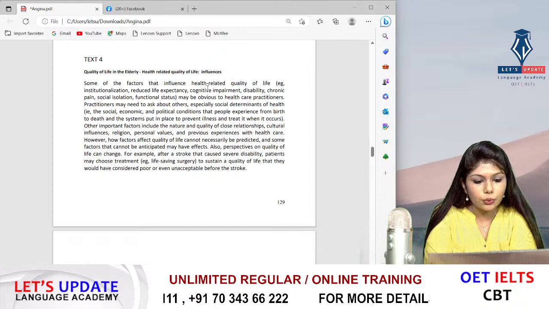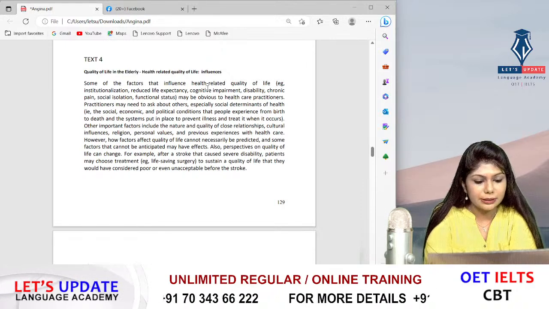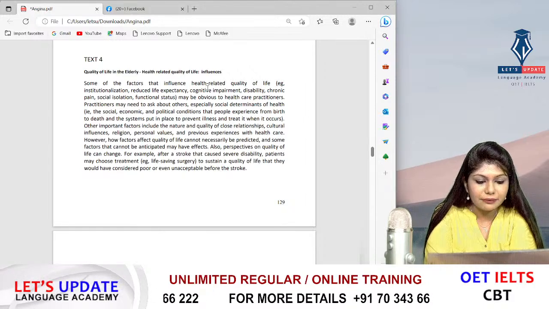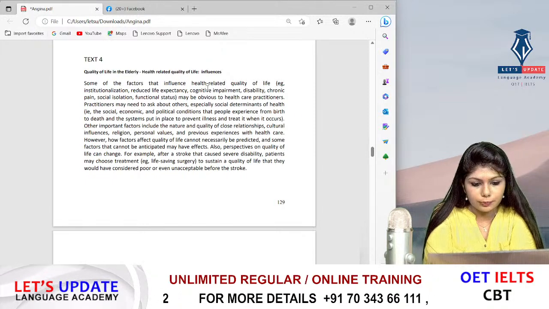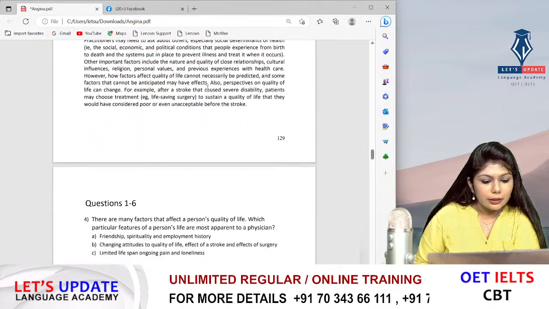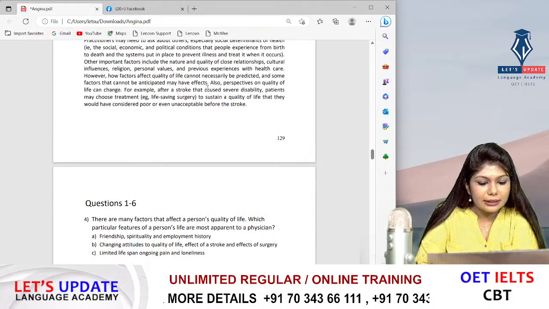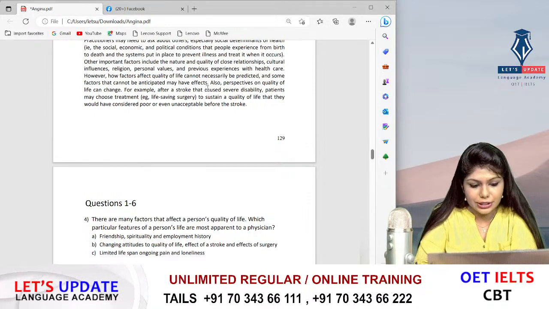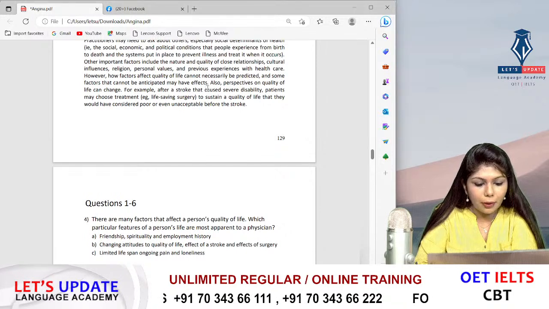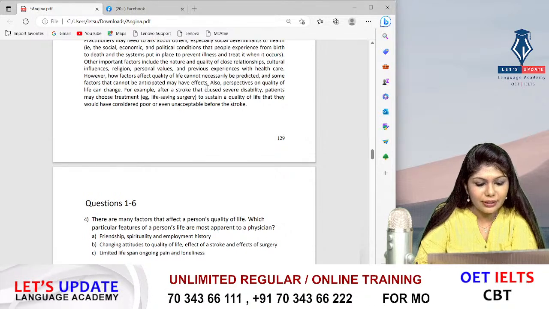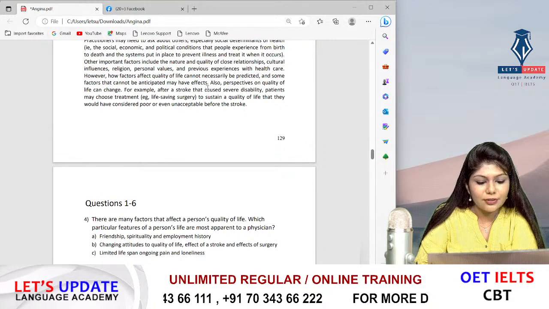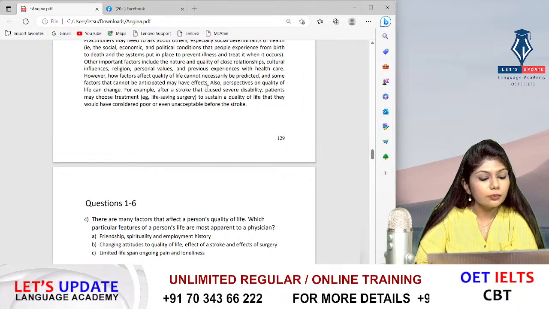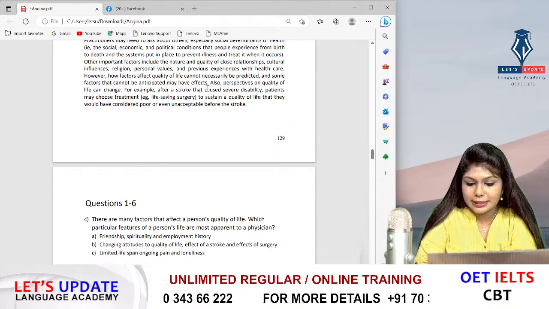For example, after a stroke that caused severe disability, patients may choose treatment, for example, life-saving surgery, to sustain a quality of life that they would have considered poor or even unacceptable before the stroke. And the question is, there are many factors that affect a person's quality of life. Which particular features of a person's life are most apparent to a physician? A. Friendship, spirituality, and employment history. B. Changing attitudes to quality of life, effect of a stroke and effects of surgery. C. Limited lifespan, ongoing pain, and loneliness. Okay, so these are three options. So you can put in your choice of answers in the comment section in Facebook.